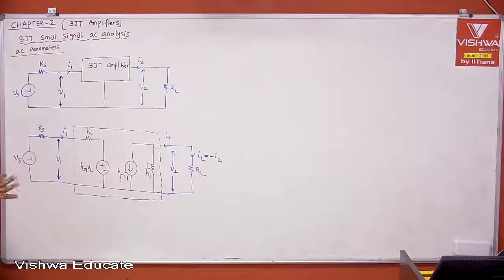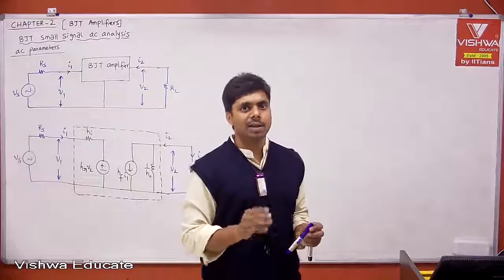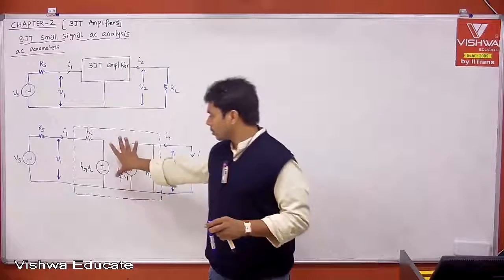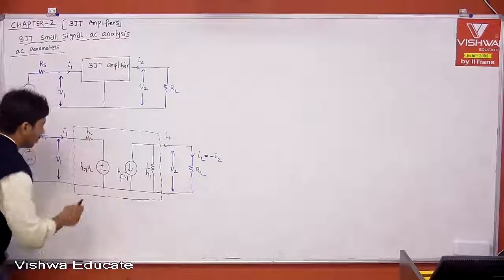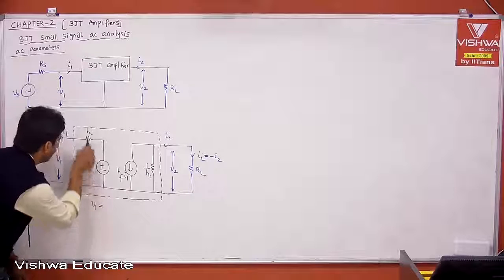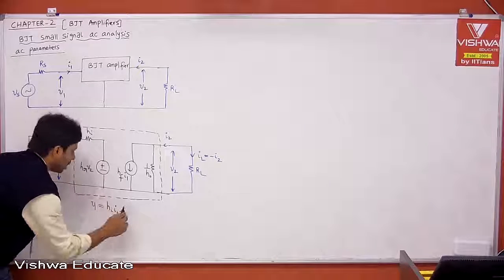Now for this configuration, we need to calculate all AC parameters: voltage gain, current gain, input impedance and output impedance. If you understand the definition of those four parameters, then the derivation is straightforward and very easy if you know the H parameter model equations. What are those? Now you can write it. Already we know: V1 is equal to HI into I1 plus HR into V2.